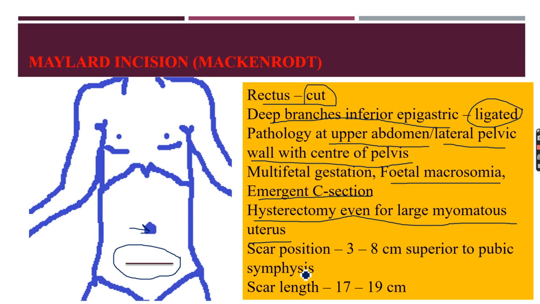So just to summarize it, Millard versus Venesteen. Millard is for larger exposure, larger disease process, right? Whereas this Venesteen incision is for a smaller localized disease. Why? Because there is less exposure as compared to Millard incision. In Millard incision, rectus is cut, inferior epigastric ligated. In Venesteen, rectus is spared and the inferior epigastric is preserved, right? So these are the differentiating points between Millard and Venesteen incision.